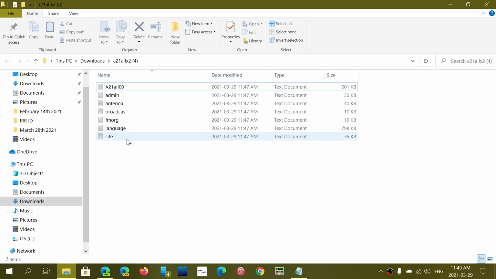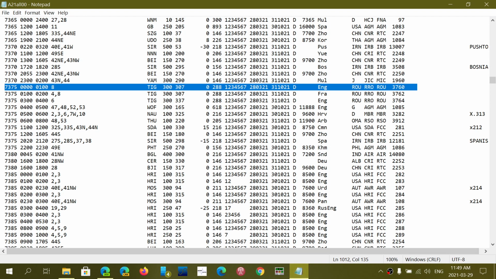including by language, by site, and so on. But you also have the A21 all 00 file that's at the top here. Once you click on that, it opens up a text file that has by frequency all the stations that are broadcasting. So an example that I'll give you here is, yesterday I was listening to an English broadcast on 7375 at 0 UTC, which I recognized immediately by the voice. It was Radio Romania, but let's say I didn't know it. Well, you've got the info here, 7375, 00 to 01 UT.